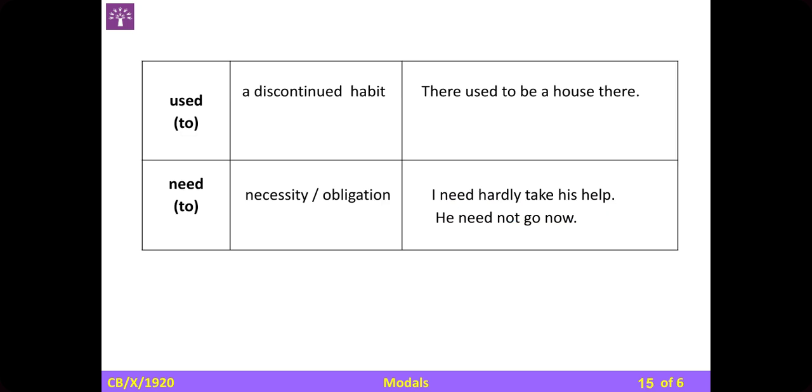Used to, need to. Used to expresses a discontinued habit: there used to be a house there. Need to, the necessity and obligation. I need hardly take his help. He need not go now.